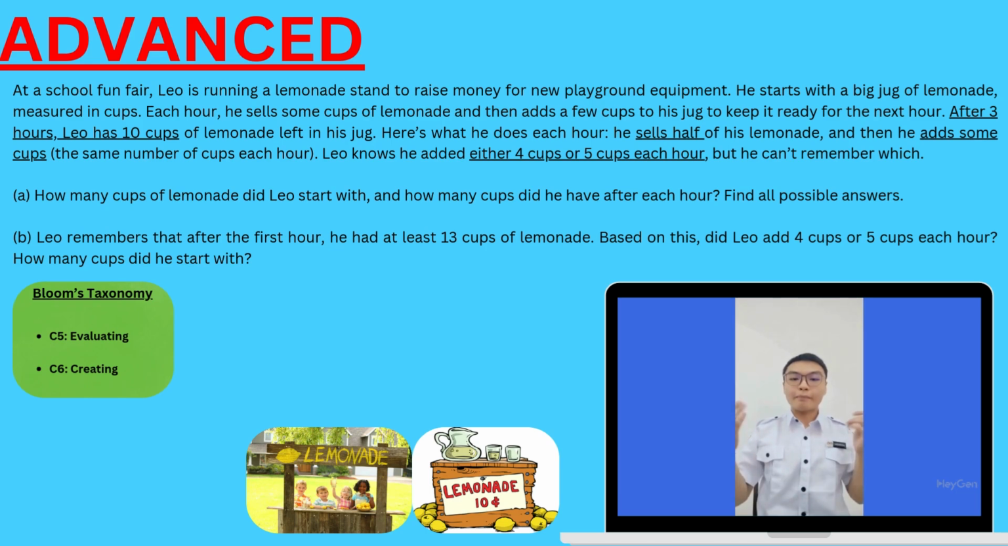He starts with a big jug of lemonade measured in cups. Each hour, he sells some cups of lemonade and then adds a few cups to his jug to keep it ready for the next hour. After 3 hours, Leo has 10 cups of lemonade left in his jug. Here's what he does each hour. He sells half of his lemonade and then he adds some cups, the same number of cups each hour.